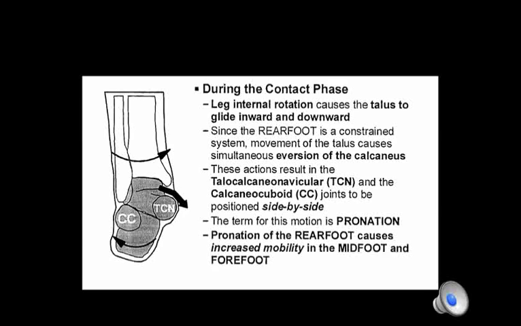This results in the talocalcaneonavicular joint and the calcaneocuboid joint being positioned side by side, making their axes more parallel, and this allows for the midfoot to unlock and the fanning motion of the midfoot and forefoot to take place, making the foot the mobile adapter that it should be. The term for that motion is pronation, and pronation of the rear foot causes increased mobility in the midfoot and the forefoot.